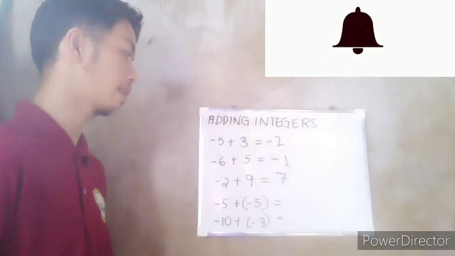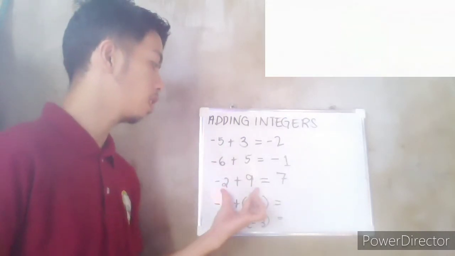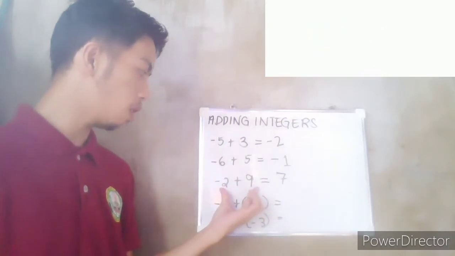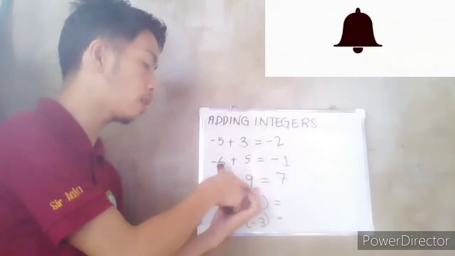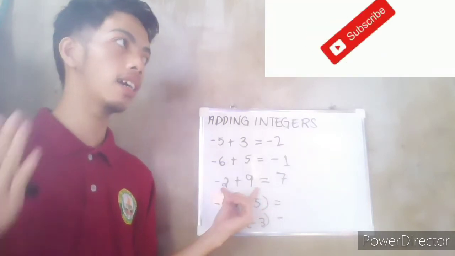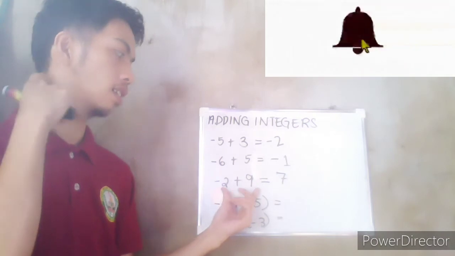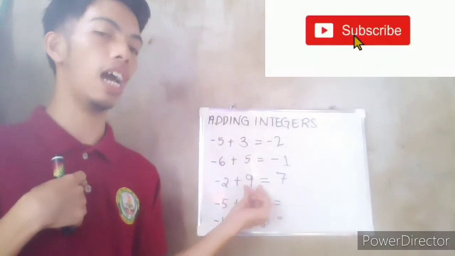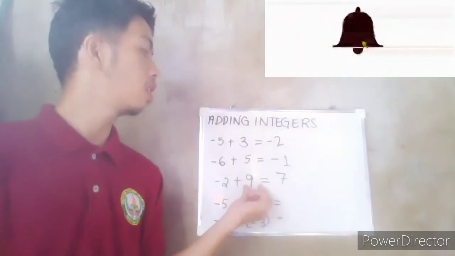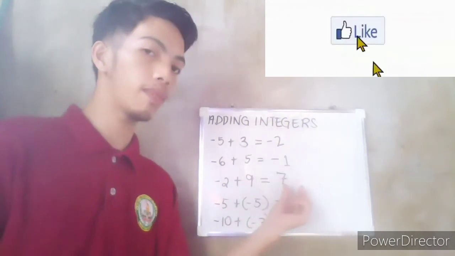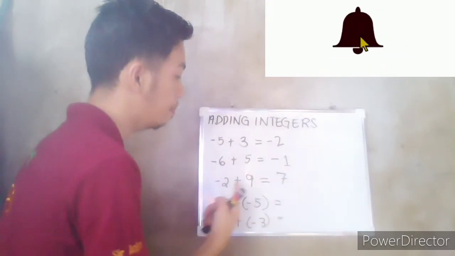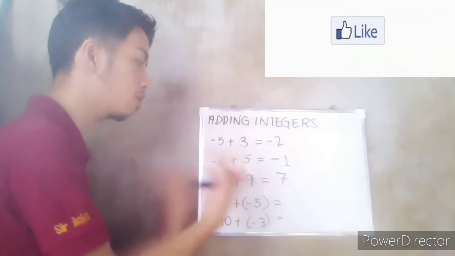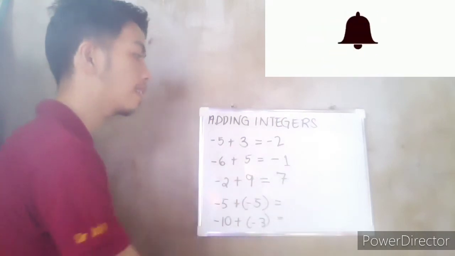Okay, again. Between the two integers, negative 2 and positive 9, mas malaki ang absolute value ng 9. Okay? Kaya siya ang susundin natin. So, dahil positive siya, positive ang sagot. I-minus mo lang si 9 minus 2, disregard mo yung position nila, 9 minus 2, that is 7.